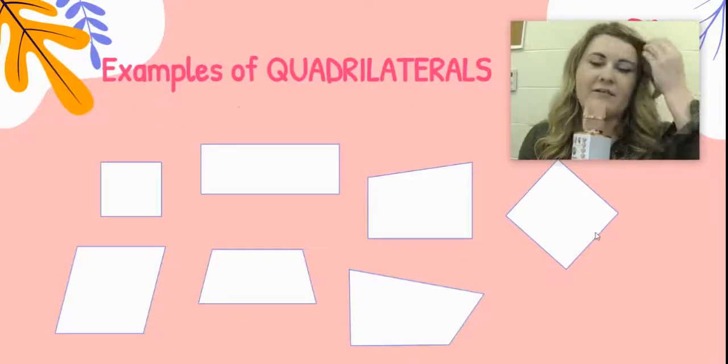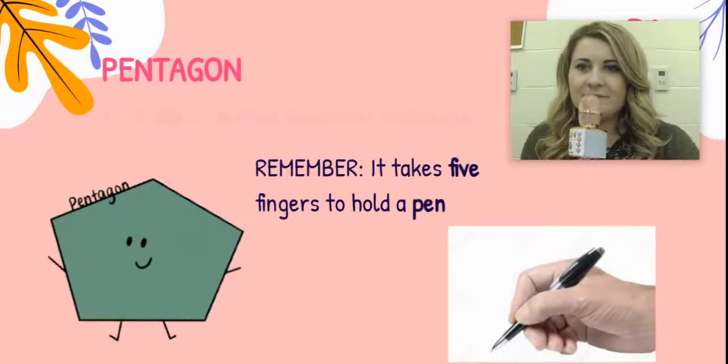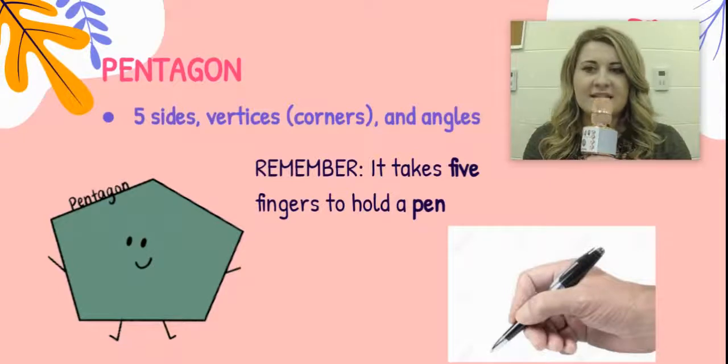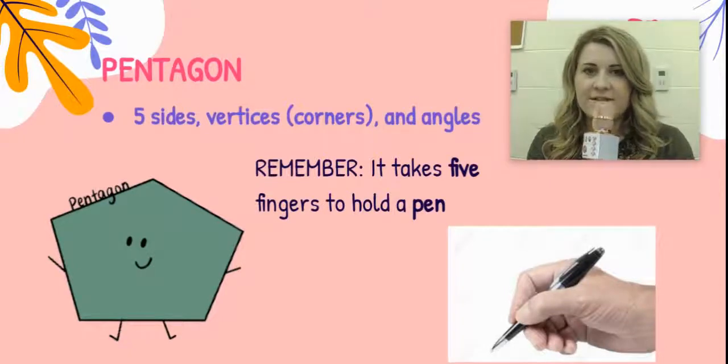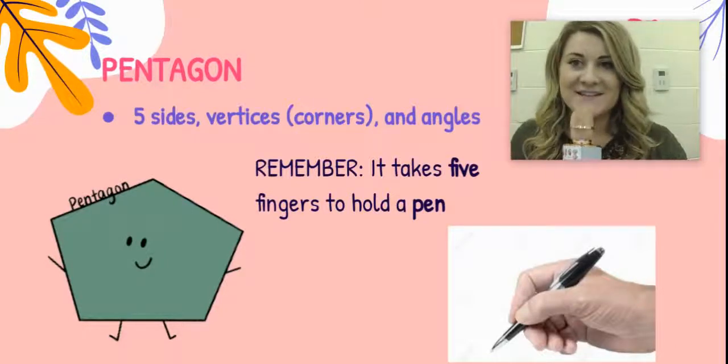Next, we have a pentagon. And a pentagon is what has 5 sides. He has 5 sides, 5 corners, and angles. He's so cute. We love him. Okay, this is how we remember a pentagon.